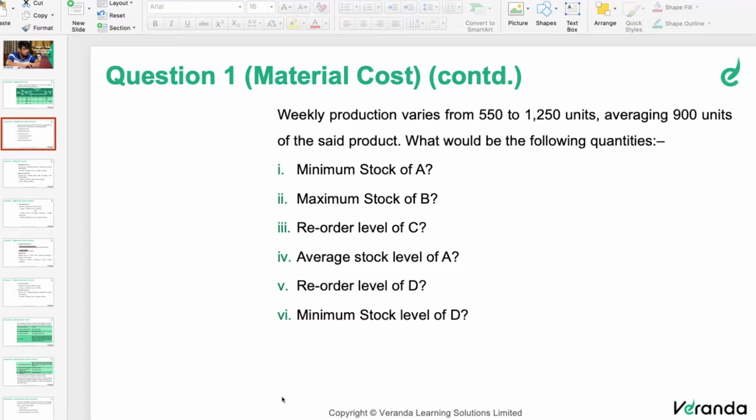Am I right? Now, Varsha, can you please tell me, if you are in danger level, you will go by way of normal delivery or rush delivery? Rush delivery only you have to go, isn't it? Therefore, whenever minimum time for emergency purchase is given in the question, we have to make use of the formula minimum usage into minimum time for emergency purchase.